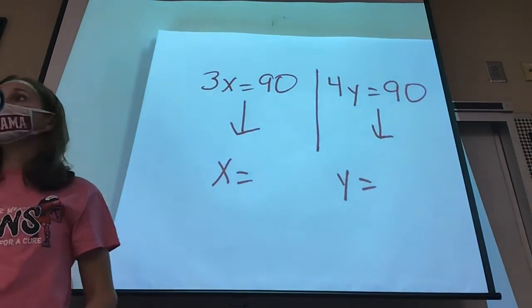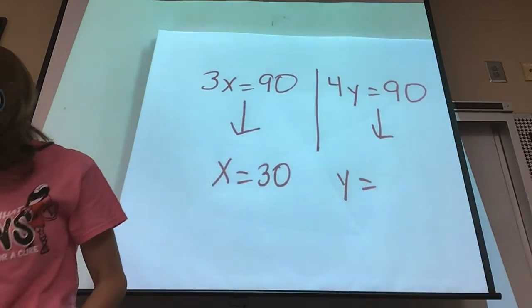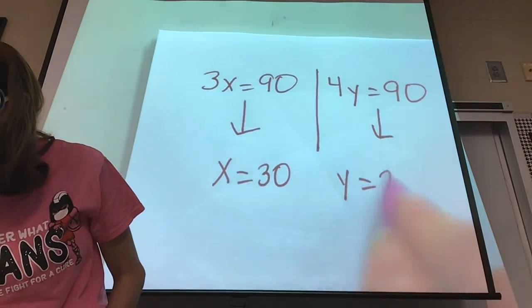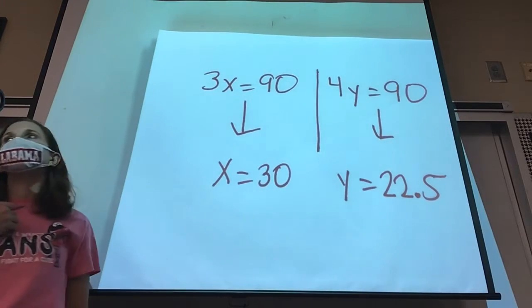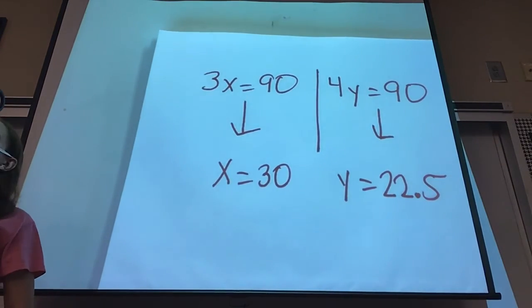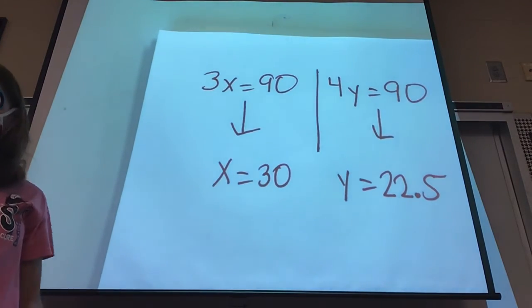So x should equal 30. And y is going to come out to be 22.5. So again, all I had to know was what I told you earlier, that if you've got one right angle, every angle is 90 degrees. Wasn't a trick question.